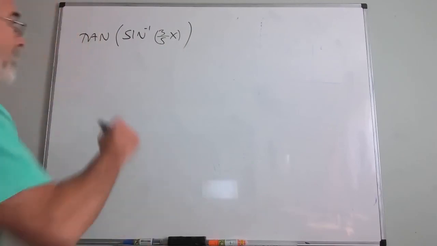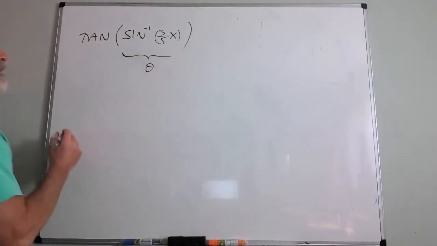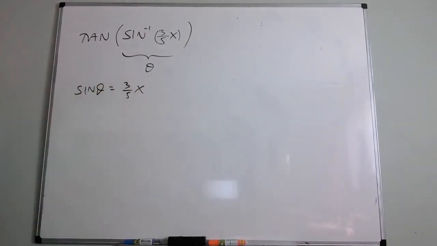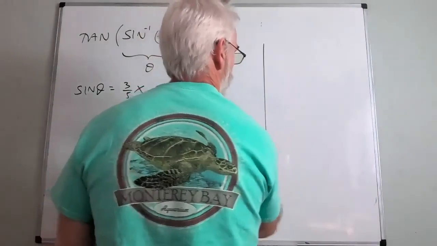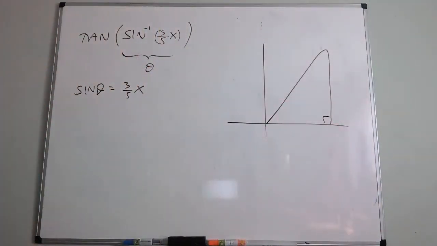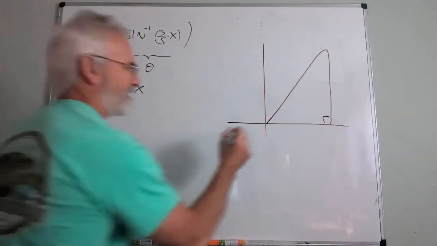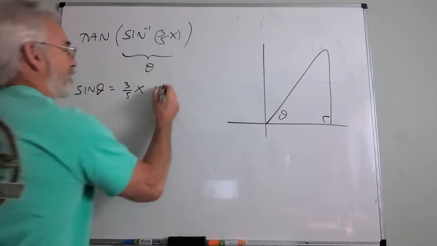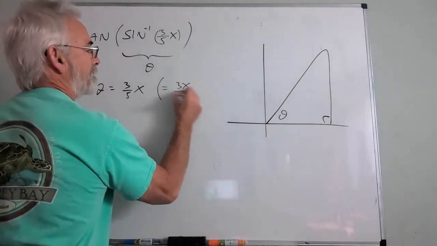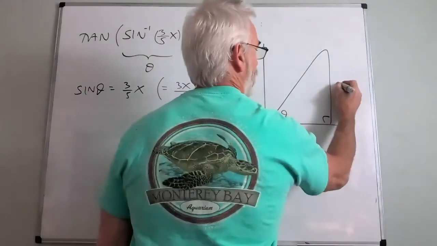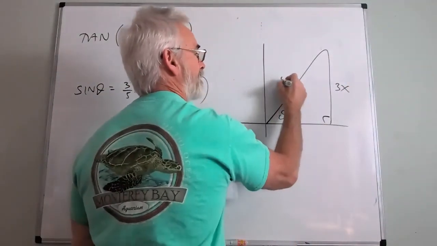Draw the picture. If this is my theta, doesn't that mean that the sine of theta is 3/5 x? So I need to draw a picture. And by the way, the default will always be just draw it in the first quadrant, and I'll show you it won't change anything. How do I draw a picture where the sine is 3/5 x? Think of this now as a quotient. In other words, think of this as 3x over 5. Oh, if I think of that as 3x over 5, then there's my 3x, and there's my 5.